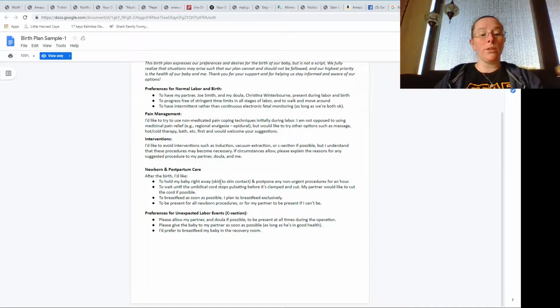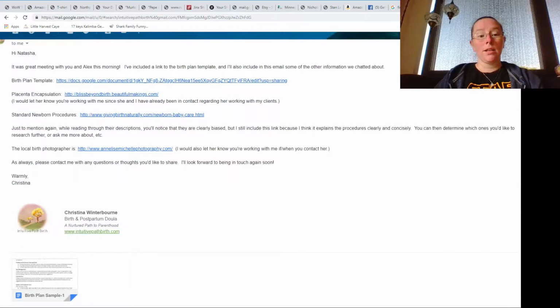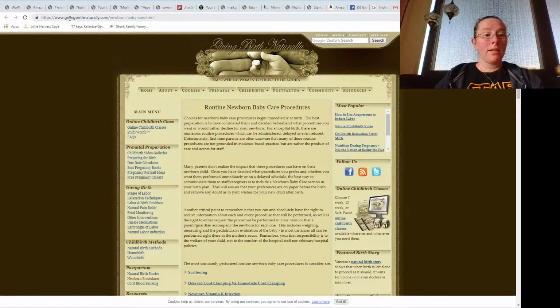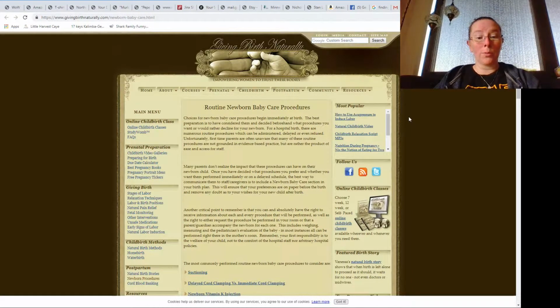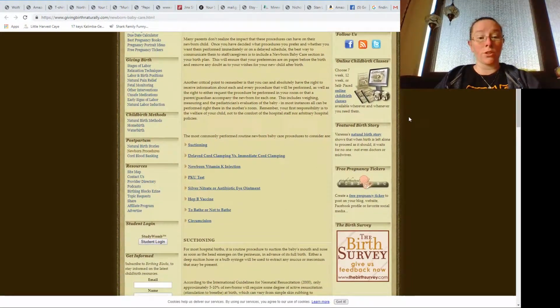Now, the other thing that is included in newborn and postpartum care is birth plan template, newborn procedures. This website, givingbirthnaturally.com/newborn-baby-care.html, goes through all of the newborn procedures and what the different procedures are for suctioning, delayed cord clamping, newborn vitamin K injection, PKU test, silver nitrate or antibiotic eye ointment, the Hep B vaccine, and then bathing and circumcision.